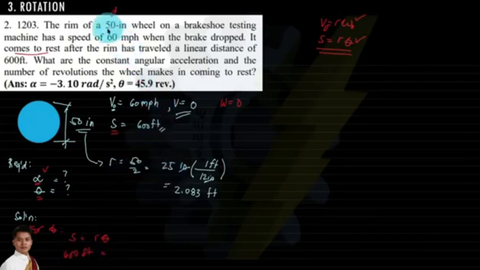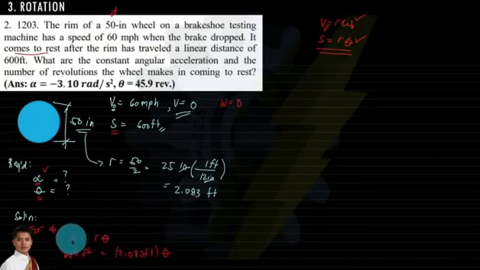Or we can divide the given 50 inch by 2 and then convert that into feet to make the unit consistent. So that is equal to 2.083 feet for the radius. So this is 2.083 feet multiplied by our theta. Take note, if we use only theta here, then simplify or solve this to S over R, the unit of theta is in radian.